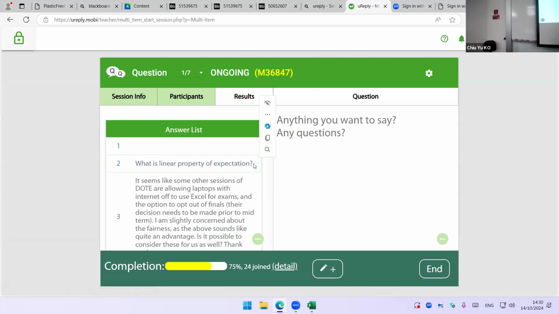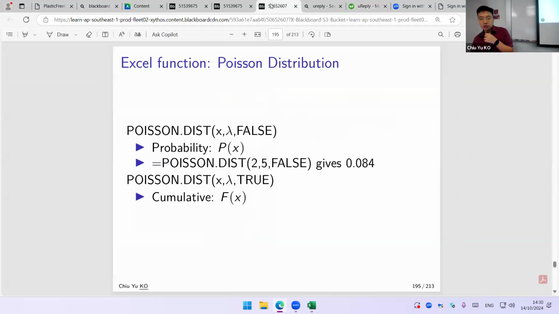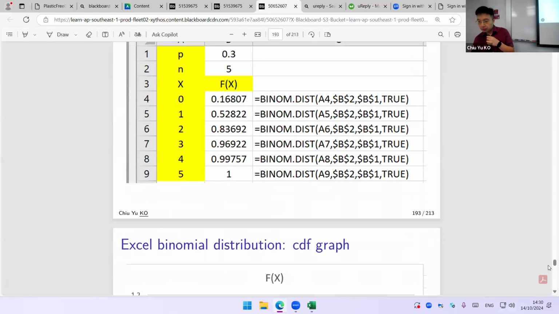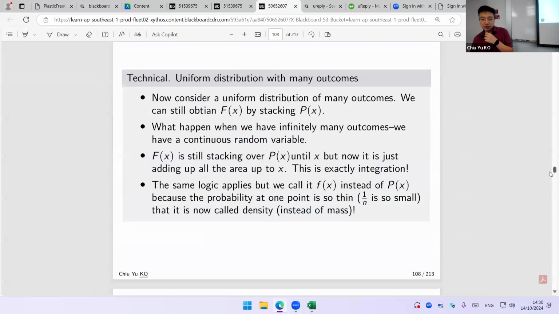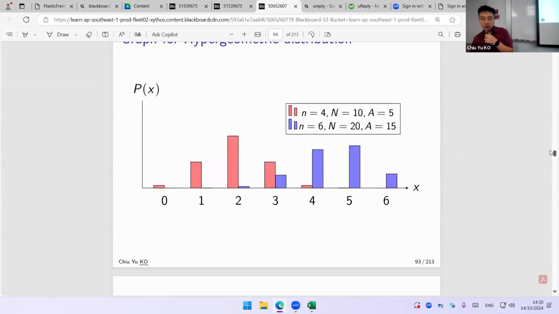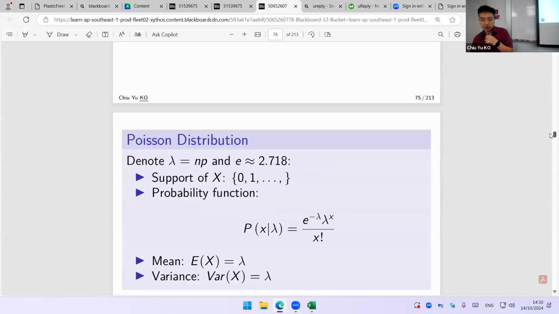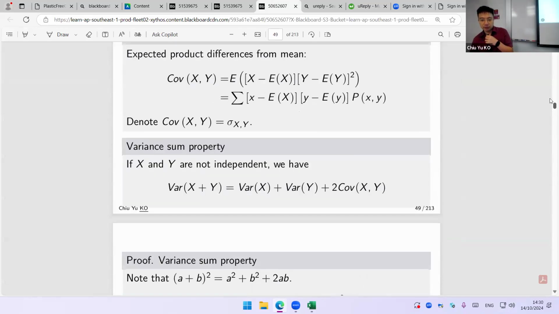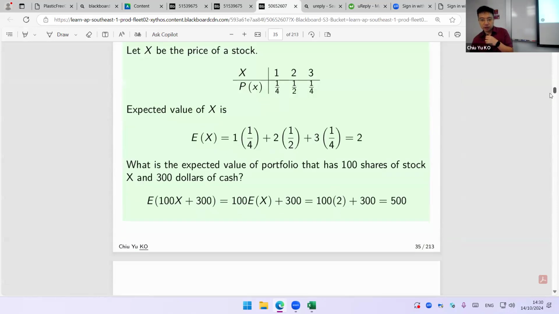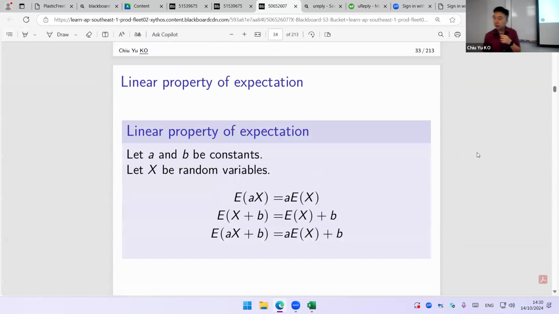The expectation of X, you simply go back to here. Linear means you multiply by a constant and add a constant, and it will just be applied the same way. So that is the linear property. Basically you multiply a constant and add a constant, you just multiply the content itself and add. So in application, it simply means the following.